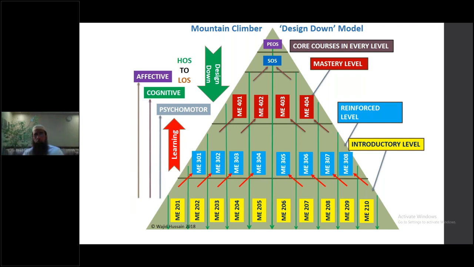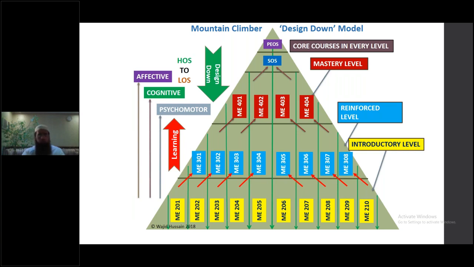Now, this is the mountain climber model. It's called mountain climber because mountain climbers start from the peak and then go down. They don't go from the bottom of the mountain towards the peak, because the number of paths dramatically reduces as you reach the top. So you start from the top and go towards the bottom, and then you make sure that you offer students a curriculum that gives holistic education, all the domains of learning, going from low order skills to high order skills, and make sure the master level courses offer advanced learning and not the other way.